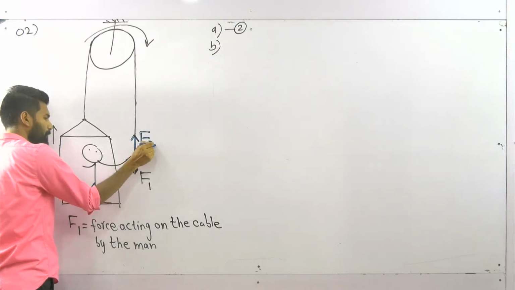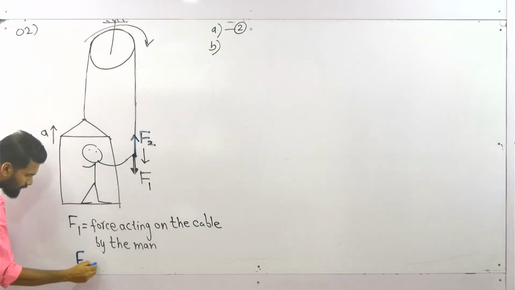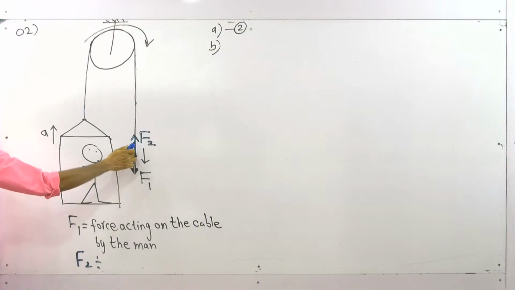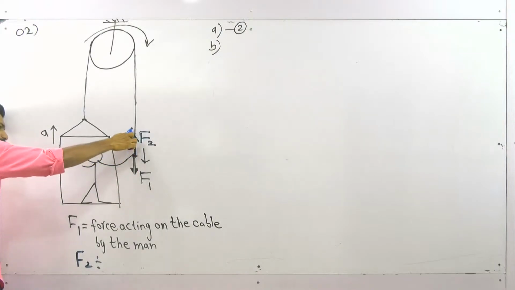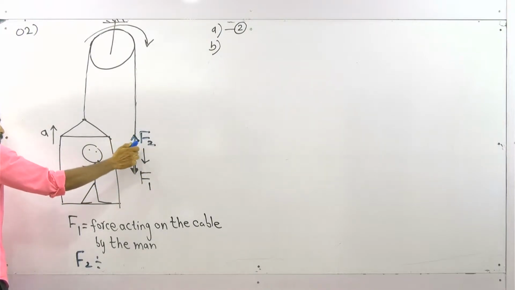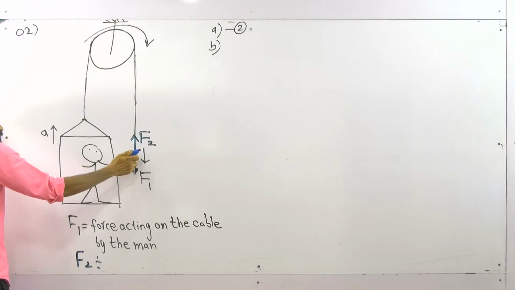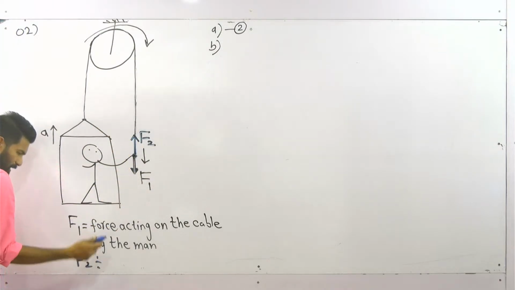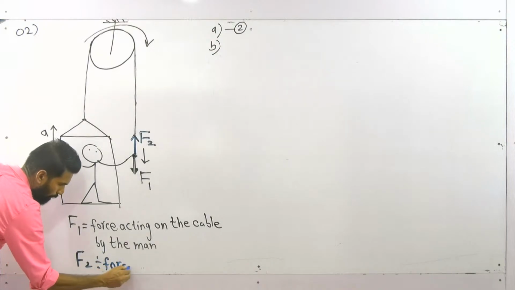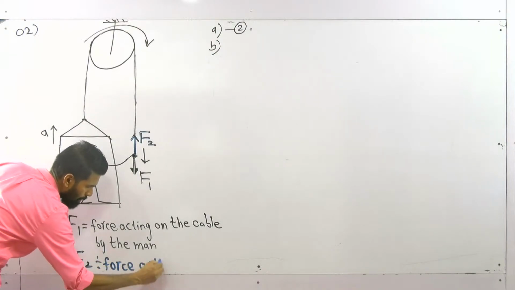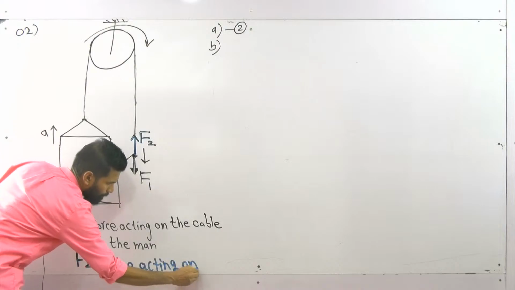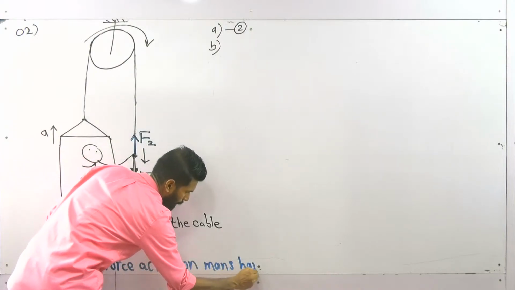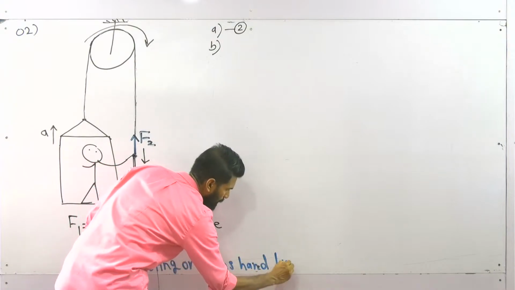Let's say it's F2. What is F2? F1 is the force acting on the cable by the man. He is pulling it down. And from Newton's third law, the cable will pull this man's hand upward, opposite and equal. Okay, what is F2? Force acting on the man's hand by the cable.